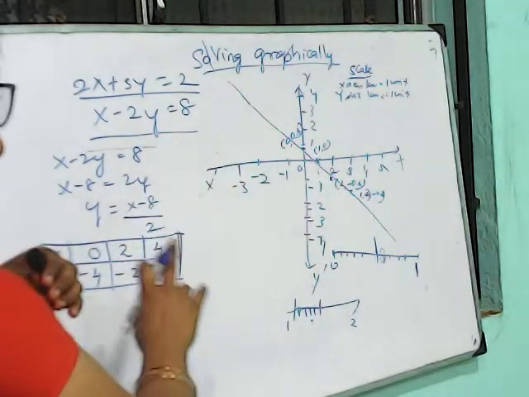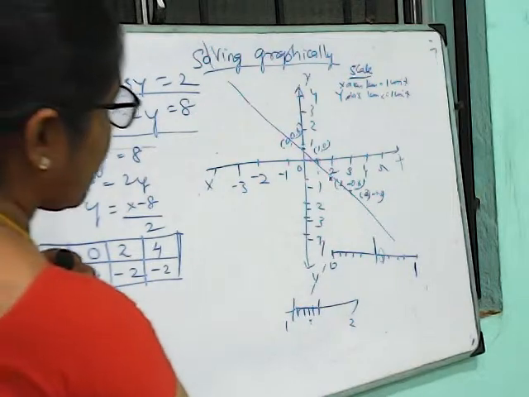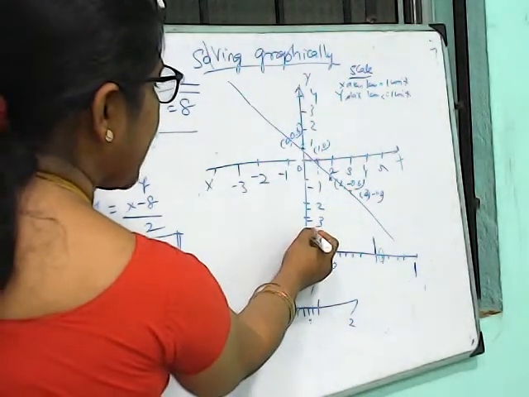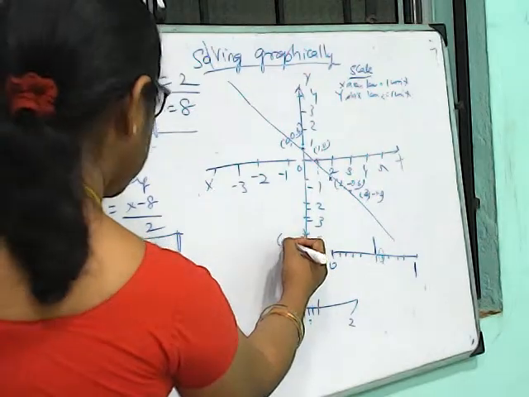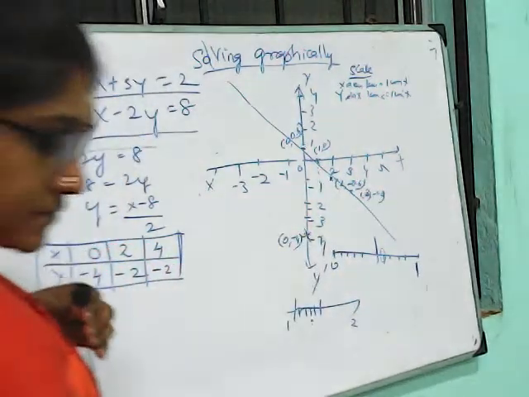Now we will plot all these values here. So 0 comma minus 4, 0 in x axis, minus 4 in y axis, somewhere over here. So 0 comma minus 4. I'll number all these.